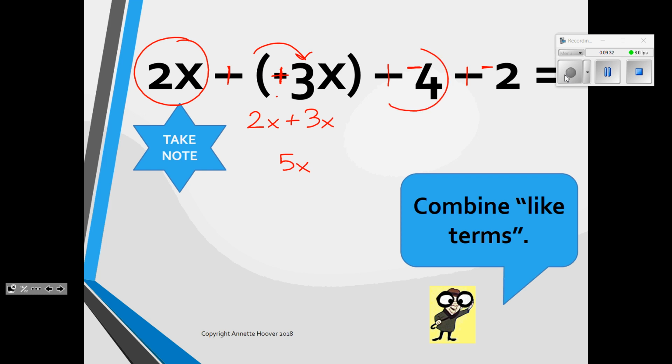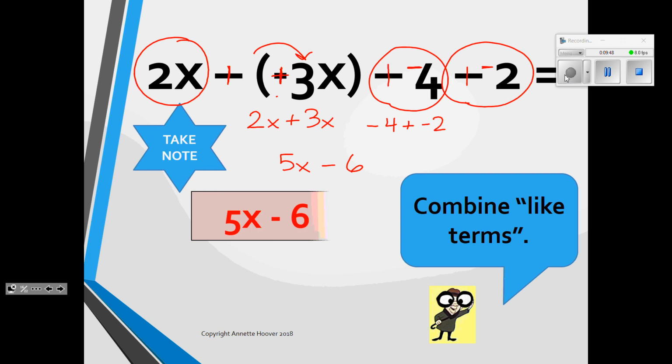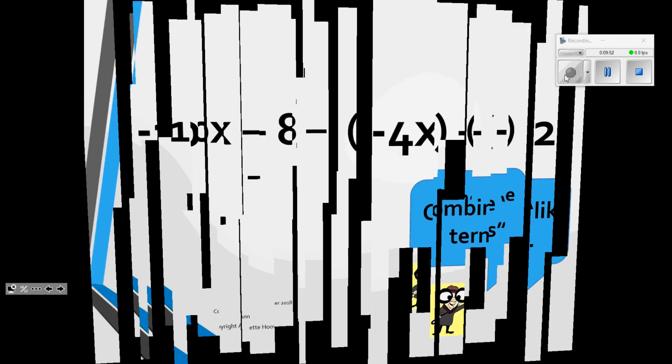These are also like terms because they have no variable attached. Those are called constants, and we can combine them. And you have a negative 4 plus a negative 2, which is a negative 6. So we put minus 6. So that answer is 5x minus 6, combining like terms.